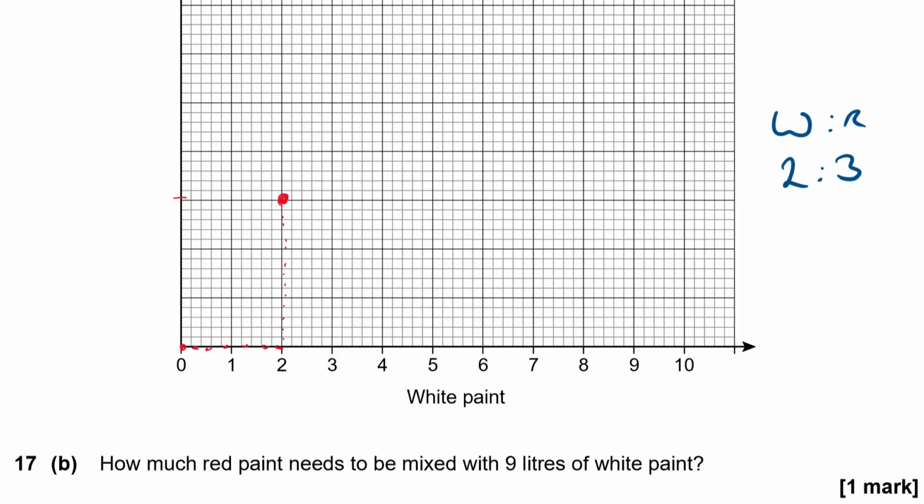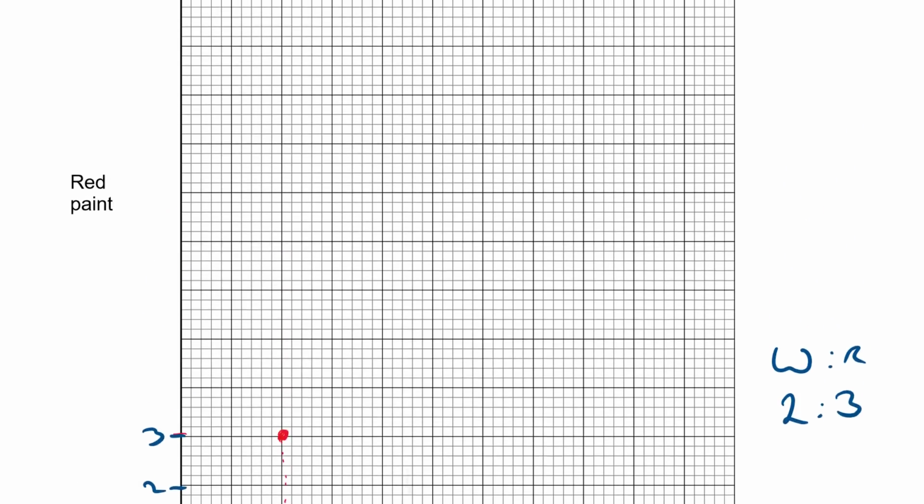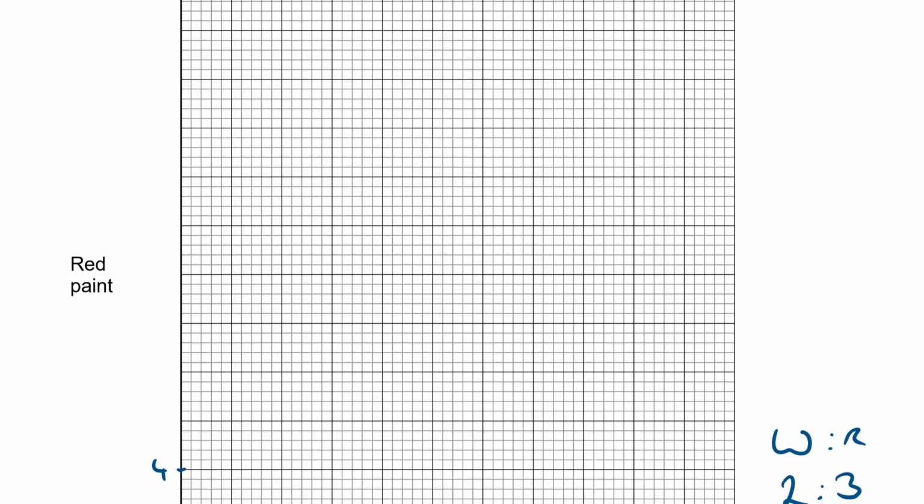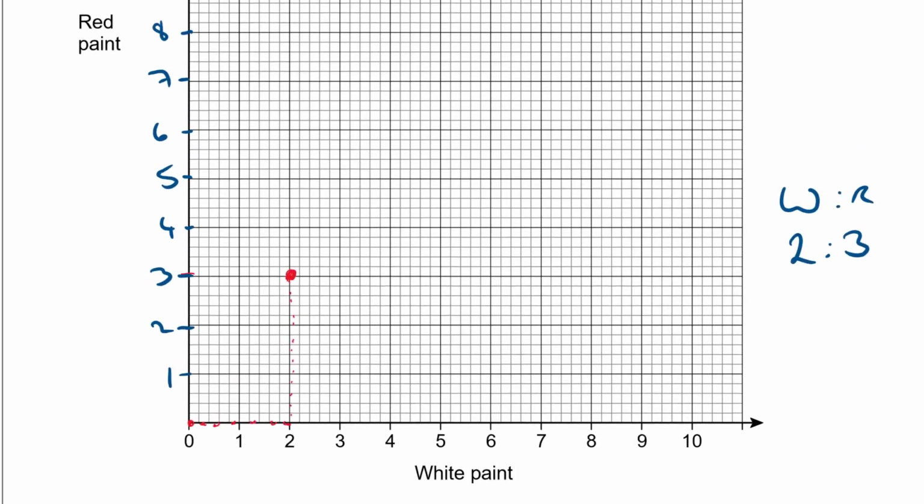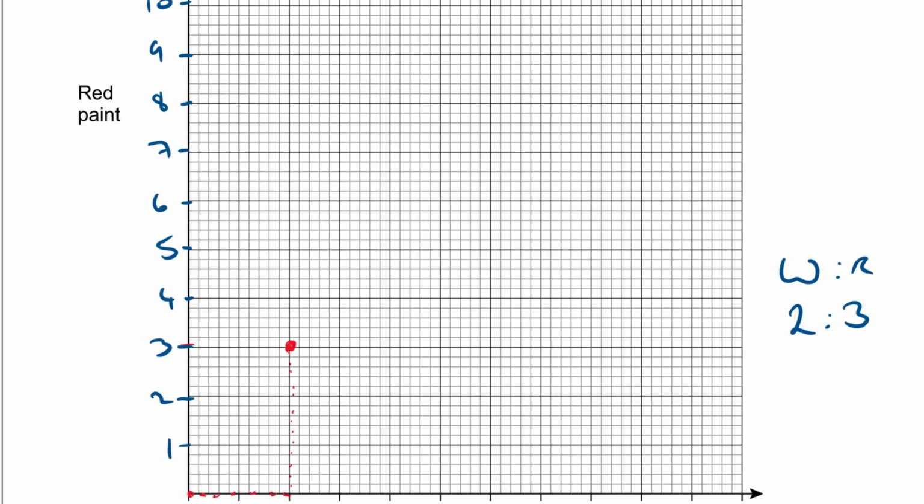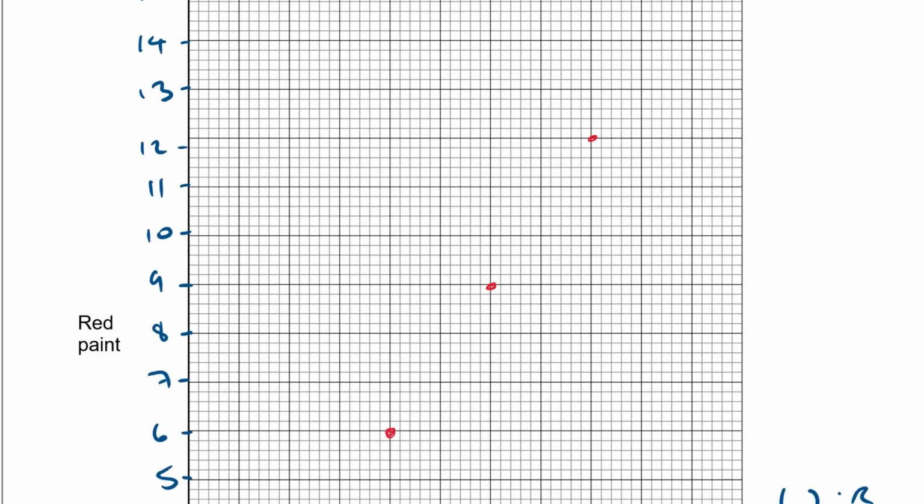So if I add another scale on, 3, 2, 1. So let's just put the rest of those numbers in. 4, 5, 6, 7, 8, 9. It's going to go a bit higher than the other one because it's a ratio of 3 to 2. I think we need to go up to about 15. Just fits. So 2 along, 3 up, and we just keep going. So every 2 we go along, we go 3 up.